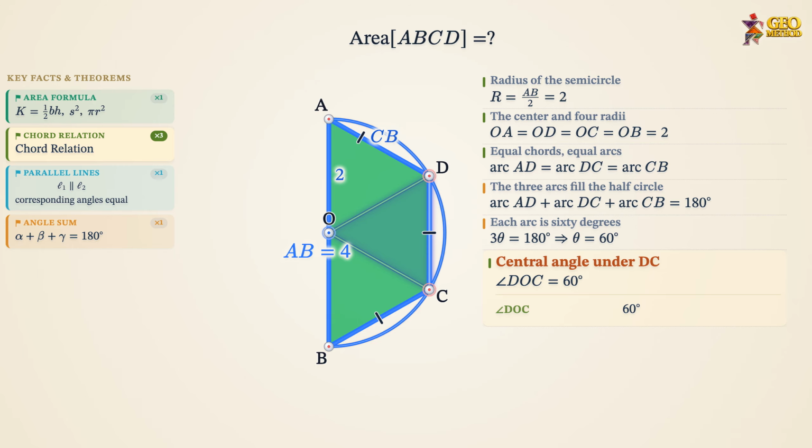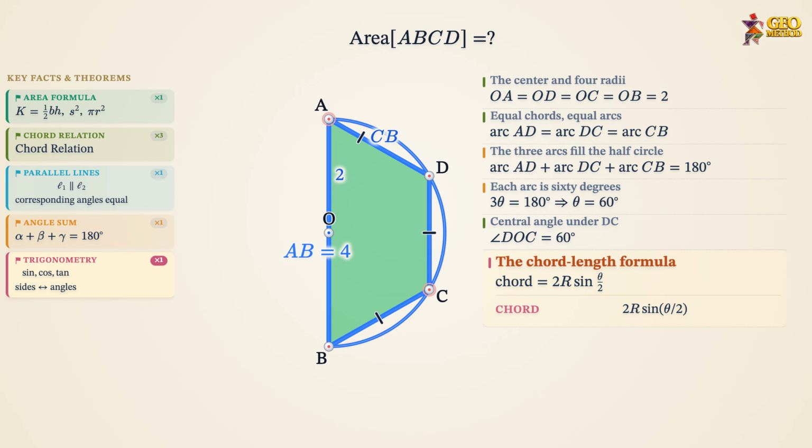Focus on the right side DC. It is a chord. And the central angle it subtends, angle DOC, is one of those 60-degree slices. Knowing that angle lets us compute the chord's exact length. A chord that subtends a central angle theta has length 2r times the sine of half that angle. Here theta is 60 degrees, so half of it is 30 degrees. Let us plug the numbers in.